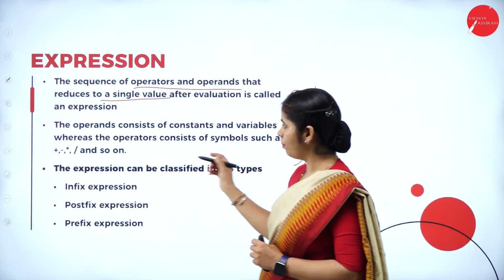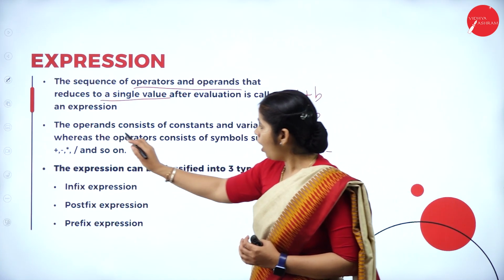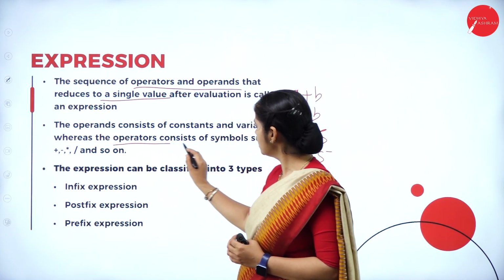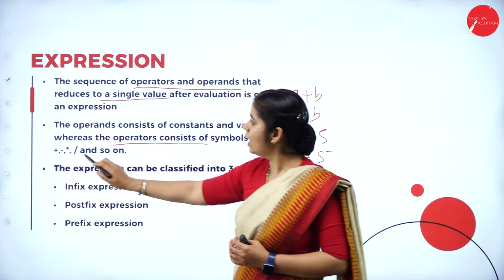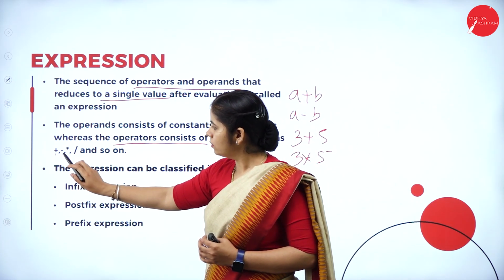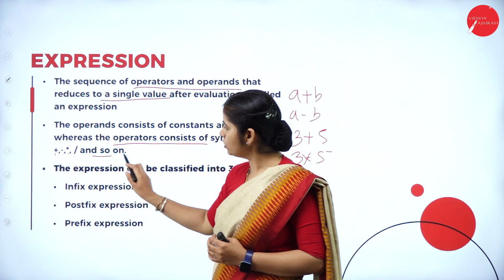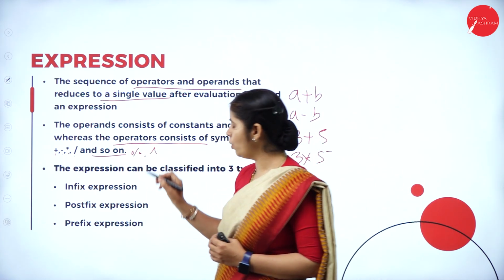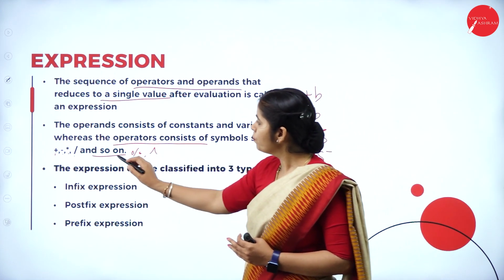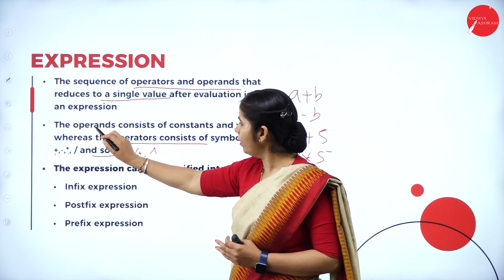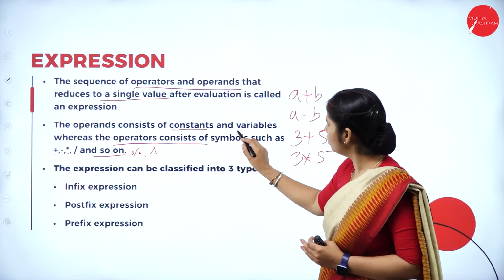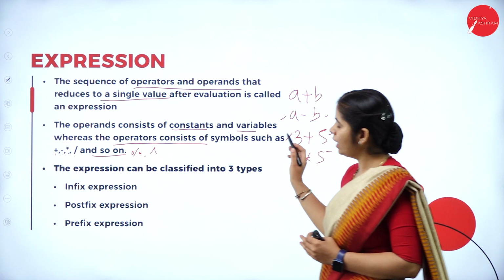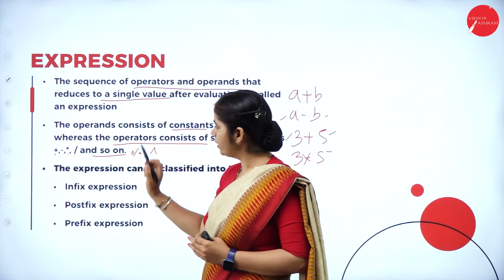Just as an example, what are the operands? Operands consist of constants and variables, whereas operators consist of symbols such as addition, subtraction, multiplication, division, and so on. You can do any operations, like modulus, or exponent. So these are all the operators, and the operand is what? Operand is a constant or a variable. Here 3 and 5 are constants, A and B are variables, right? So this is an operand and this is the operator.